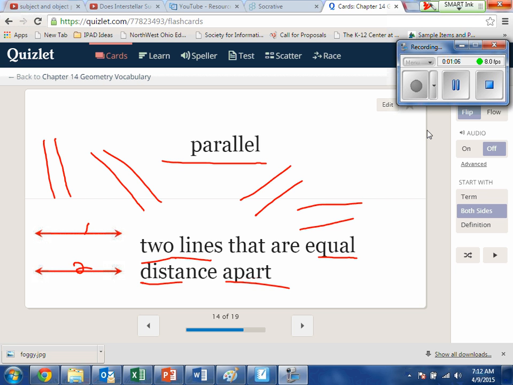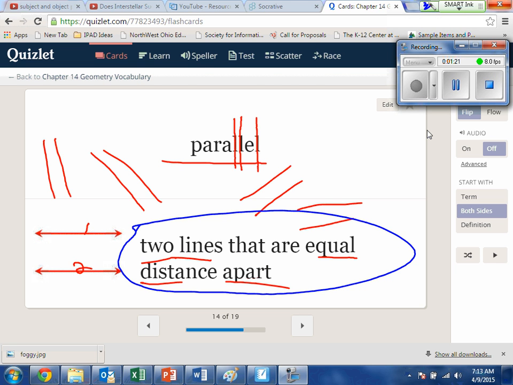Now, one more way to help you remember this is take a look at the word parallel. Notice the word parallel actually has three different lines that are parallel in it. So go ahead, I want you to take your time and put this information in your definition. Two lines that are equal distance apart. You're going to want to pause this if you're not done with this yet, because I'm going to be continuing on. So if you need more time to get your definitions in, pause it.